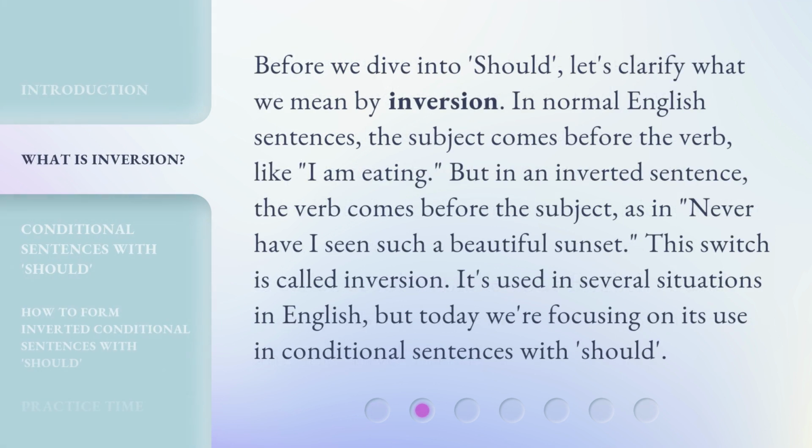Before we dive into should, let's clarify what we mean by inversion. In normal English sentences, the subject comes before the verb, like, I am eating. But in an inverted sentence, the verb comes before the subject, as in, never have I seen such a beautiful sunset. This switch is called inversion. It's used in several situations in English, but today we're focusing on its use in conditional sentences with should.